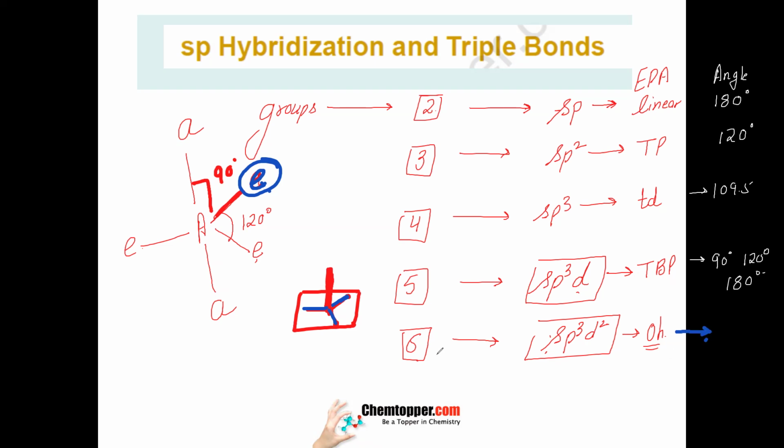Octahedral, what's the angle, children? 90 degree and 180 degree. Two angles are there. So are we clear about hybridization, how to identify hybridization, and how to count sigma and pi bonds? Any questions?